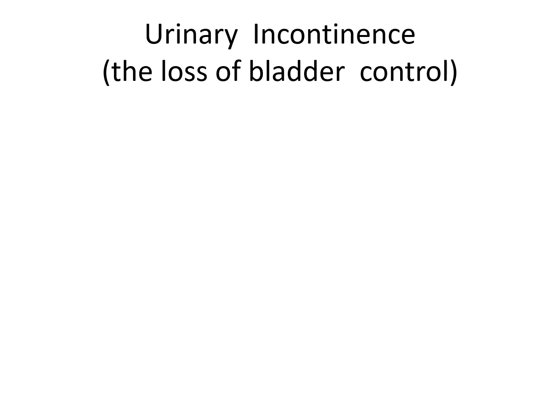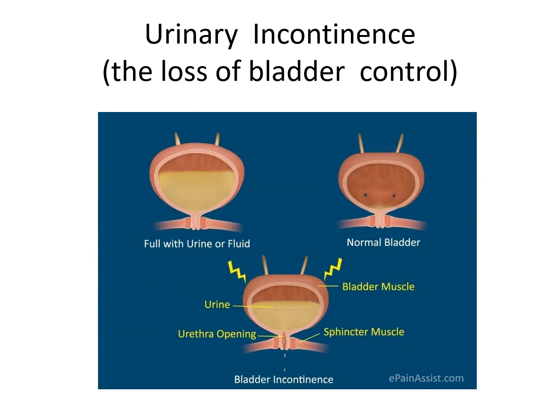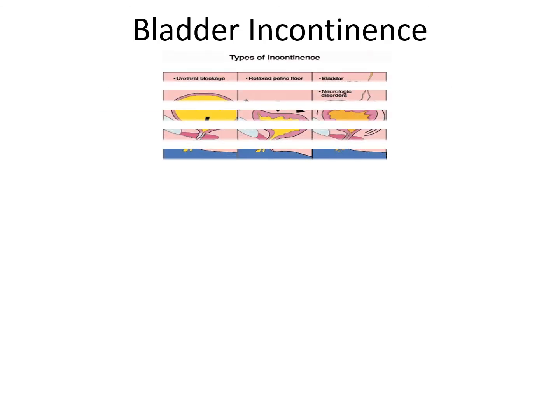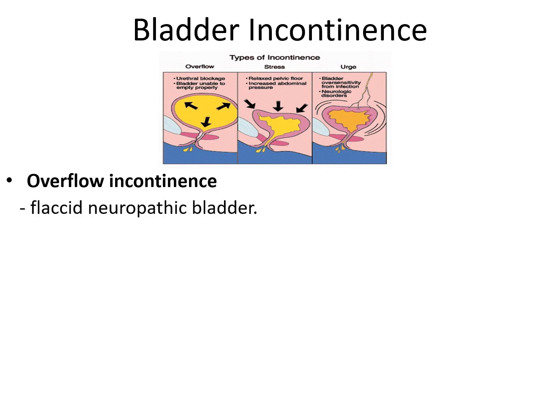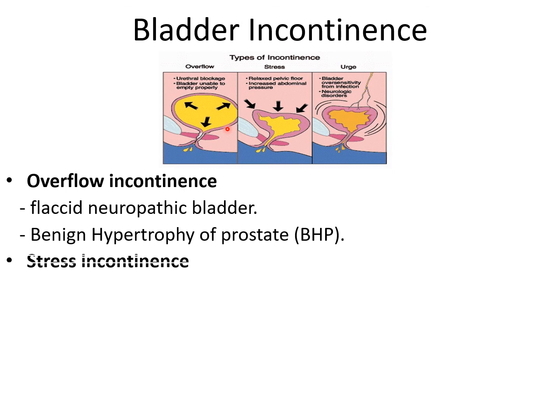Next is urinary incontinence, or the loss of bladder control. Urinary incontinence may be of three different types: overflow incontinence, stress incontinence, or urge incontinence. In overflow incontinence, as in flaccid neuropathic bladder or conditions like obstruction, urinary stone or urethral stone, or benign hypertrophy of prostate, the passage is closed or contraction is absent. There will be more and more accumulation of urine. After a certain limit, there will be overflow, and it is called overflow incontinence.